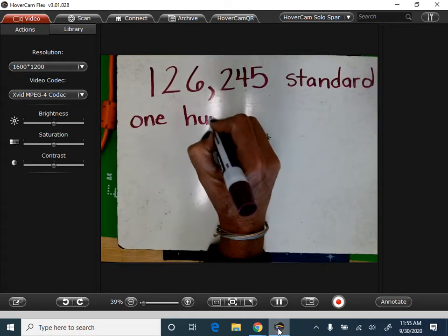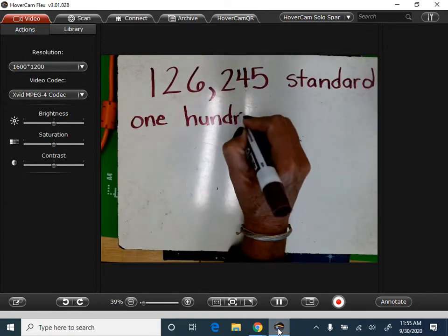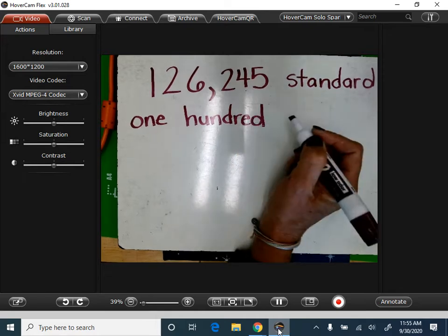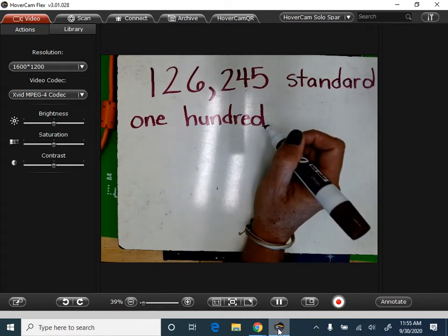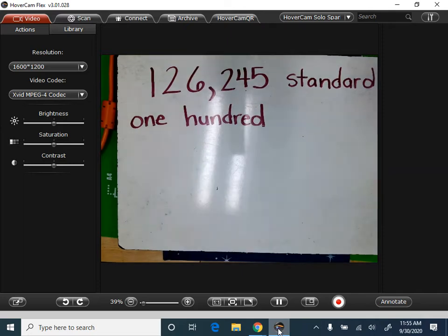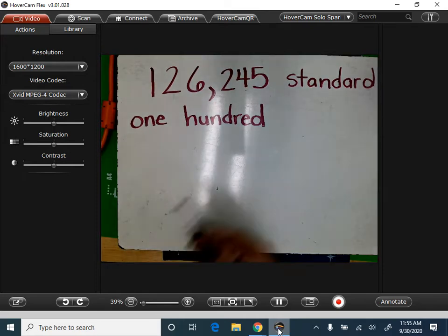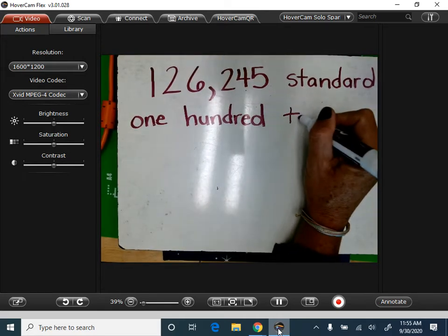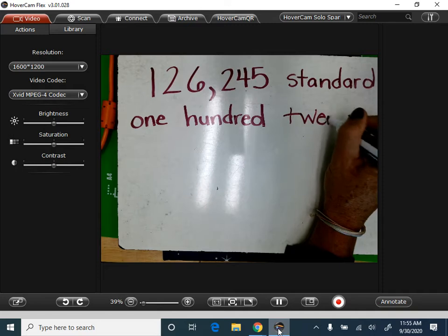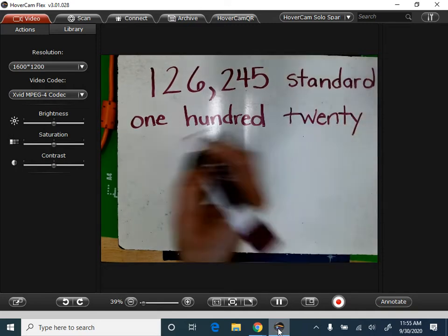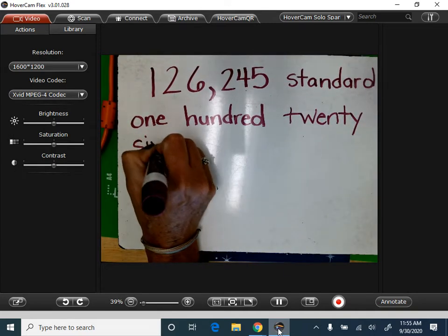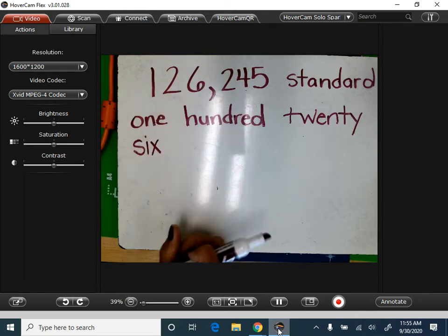One hundred twenty-six. And I'm going to take this slowly as you need to. I think sometimes people will think, oh, it's too much. Don't think about the whole number. Think about each little step. So when I started, I said one hundred twenty-six. So I've read that part, 126.